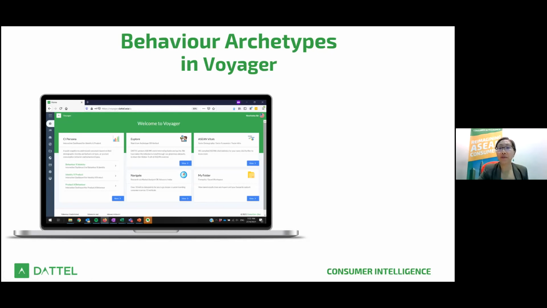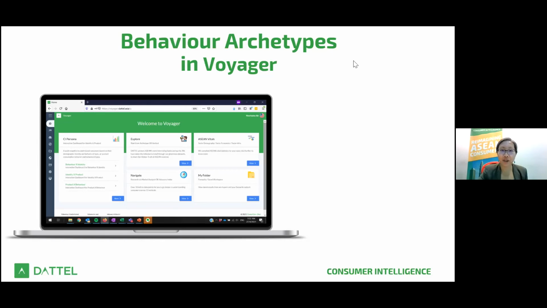I don't know how many of you have heard of Voyager. I'm just curious if any of you are already using Voyager at this point. Has anybody heard of Dattel's platform Voyager? If you have, using it or have heard of it, say yes. If you haven't, that's fine. You can say no. I'd like to know in the chat.